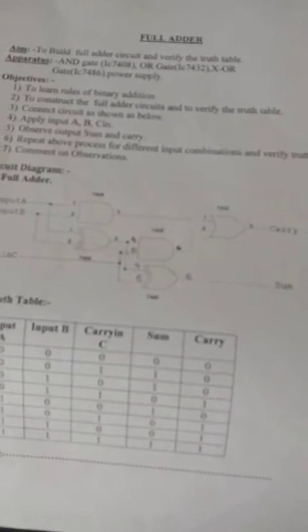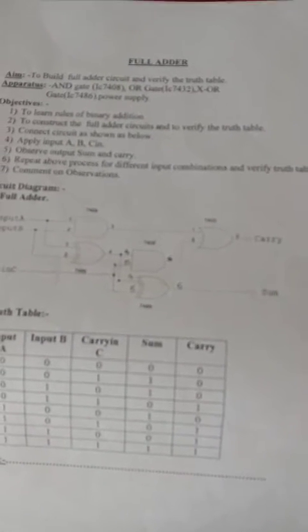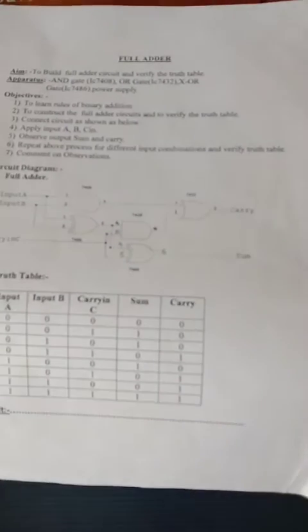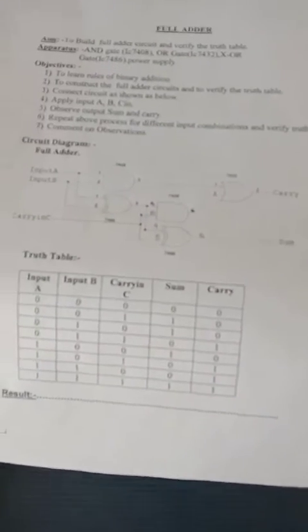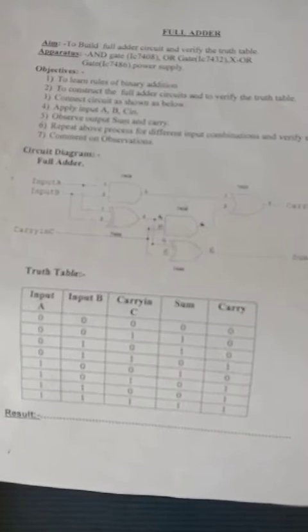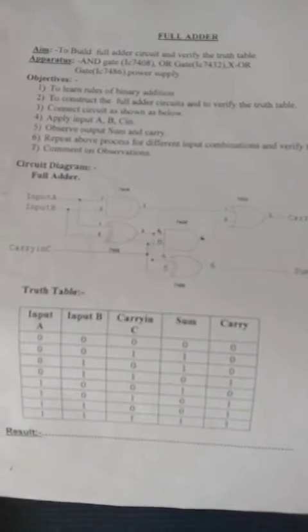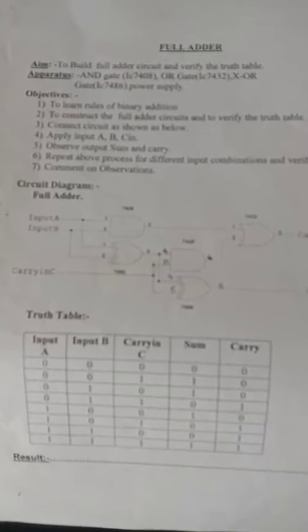Okay. Full adder circuit performs the addition of more than 2 bits or more than 2 binary digits. It can add 3 or more than 3 also. It is called as full adder. Now here in this experiment, 3-bit addition is performed by this full adder.